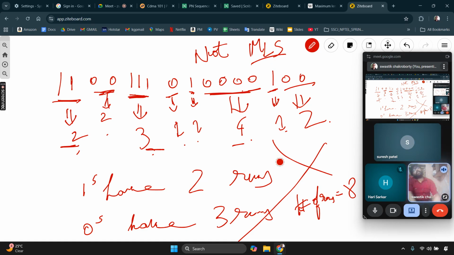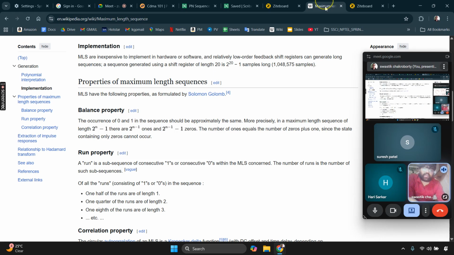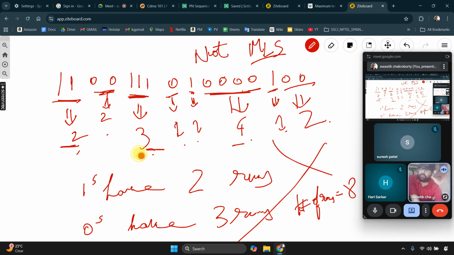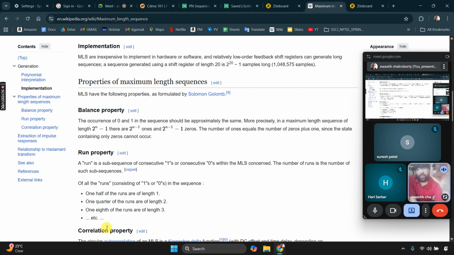And then we go on and on. 1/8 of the runs will be of length 3, so there should be only one run of length 3. That property I think is satisfied. There is only one run of length 3. But there is a run of length 4, which should not happen. Why? Because the next is 1/16th of the runs being of length 4, but there are only 8 runs, so 1/16th of the runs does not exist.